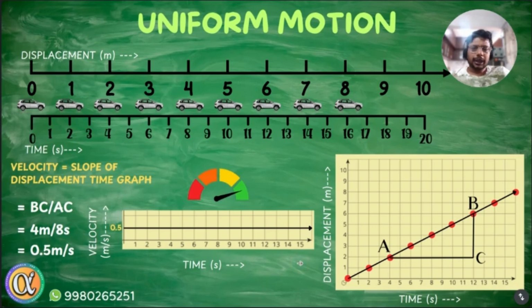Okay. And in this case, this is the speedometer in your vehicle. Suppose you're going in this car and observing the speedometer, you'll find that the speedometer needle does not fluctuate. It does not go up or down. It remains constant. Clear? Okay.